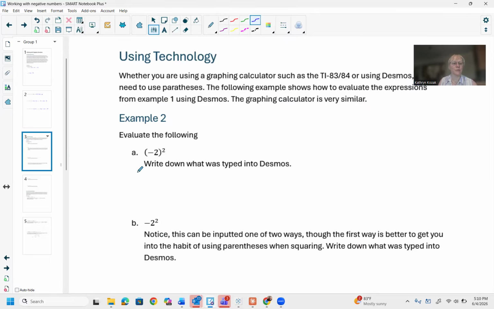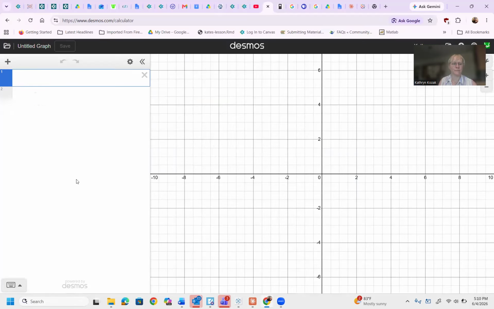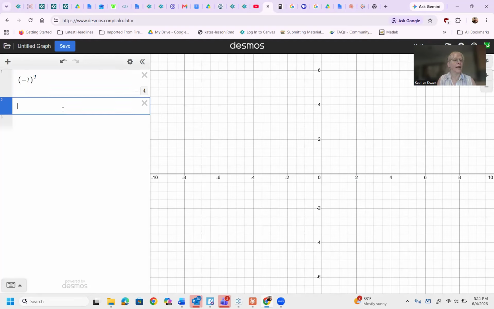So in the next example, we're going to evaluate the following. I want you to write down what is typed into Desmos. So we're going to go over to Desmos. We want to take negative 2 and square it. So we're going to take negative 2, and notice I put it in parentheses, and then I put a square on that. That's why the calculator gives me back positive 4. The next one I'm going to do is negative 2 squared. So I put in just the negative sign and do 2 squared, and that gives me negative 4.